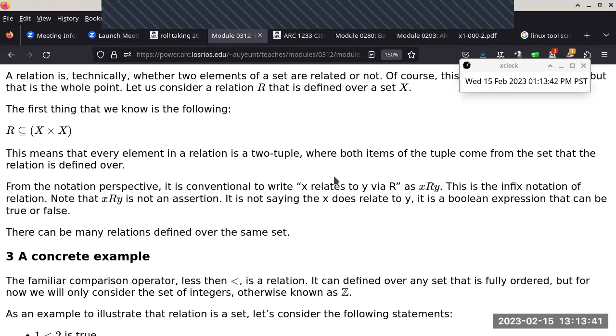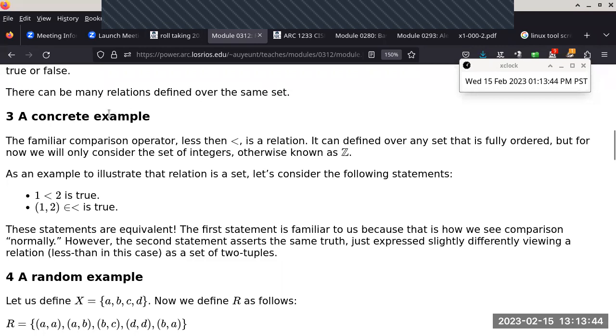Dang it. All right, so we can look at a concrete example, which is less than. In this case, less than is a relation that can be defined over the set of integers. So 1 is less than 2 is true, which means if you want to look at a relation as a set, it means (1, 2) as a two-tuple is in the set of the less than relation, because a relation is also seen as a set of two-tuples. 1 relates to 2 using the less than relation. That's basically what it says.